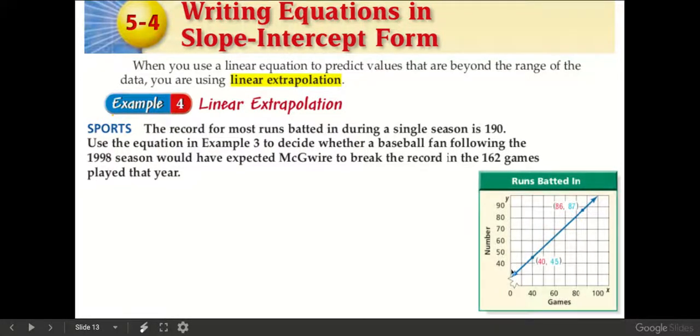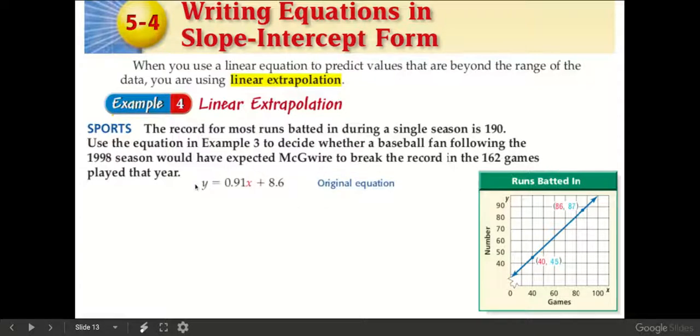So remember, this was our data that we had. We had 40 games and 86 games. We knew what happened there. So what would happen, because they went all the way to 162 games, what's going to happen way out here? Well, we're going to use our equation to extrapolate this line and figure out what that should look like. We're going to use it as a prediction equation.